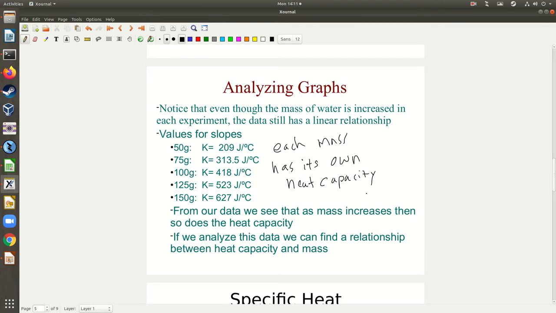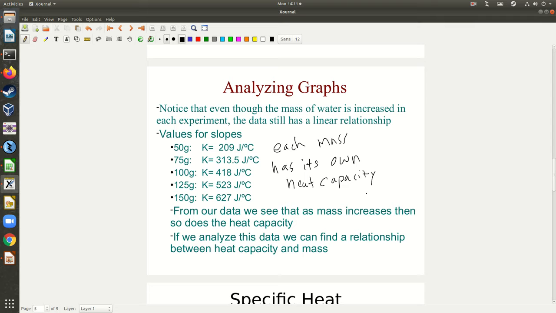So each one has its own capacity, and every mass will have its own individual heat capacity. How is that useful? Well, it is a quick and dirty way sometimes if you don't actually know the specific heat of the material. But if you do, as we'll get into later, it's not as well used, I think. From our data, we see that as mass increases, then the heat capacity does as well.